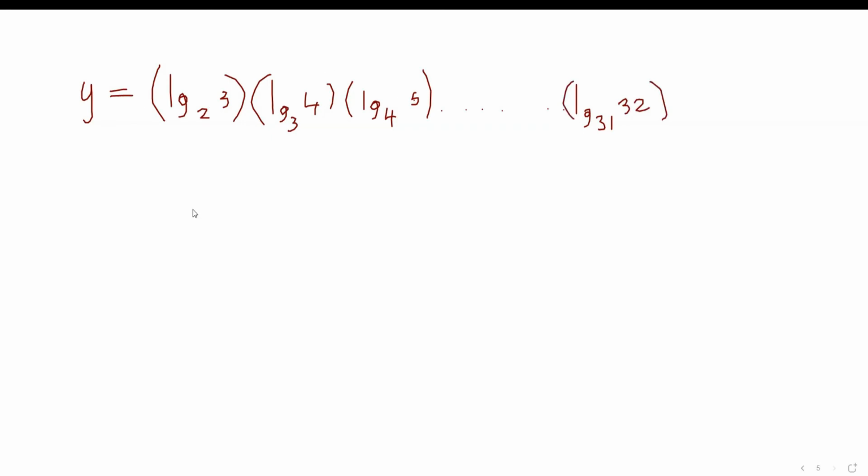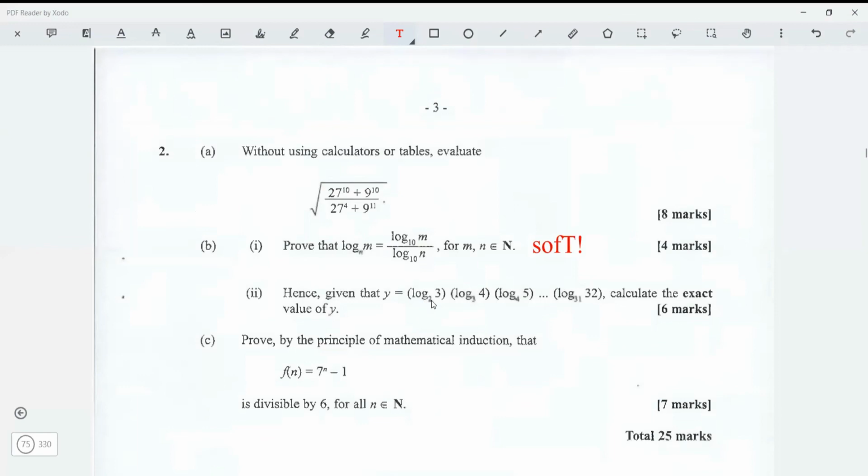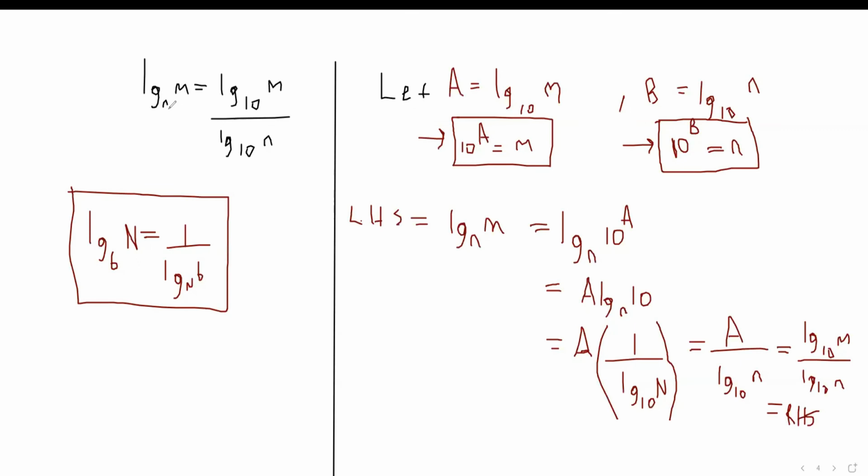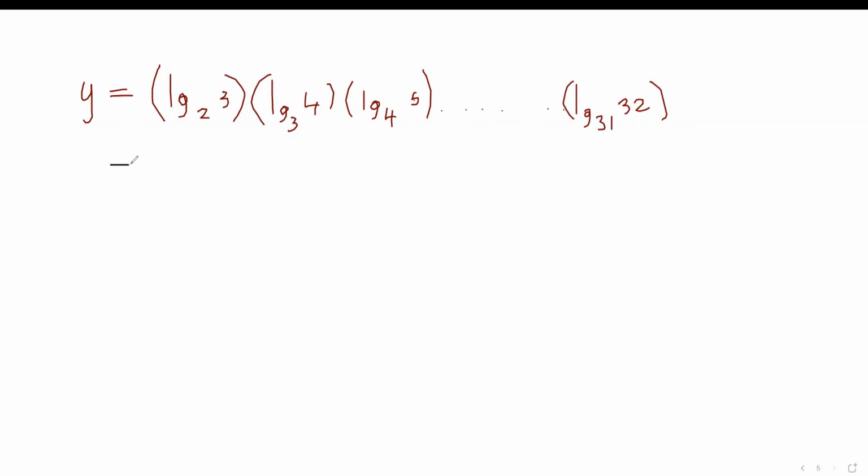So look back at the question. See there? This is what they say we need to do. So prove this, well easy. Look at this. It said hence. See hence here? Your n and your m is log to base 10 of m over log to base 10 of n. So hence we will change log to base 2.